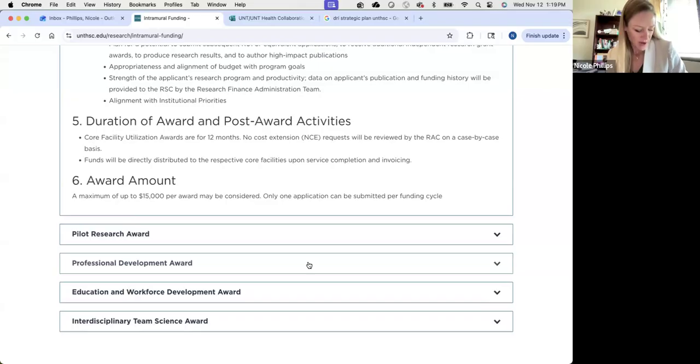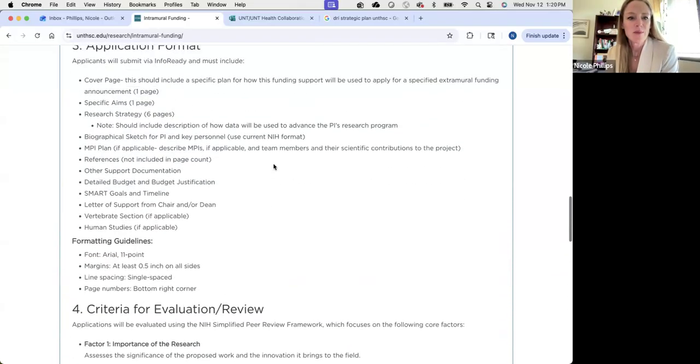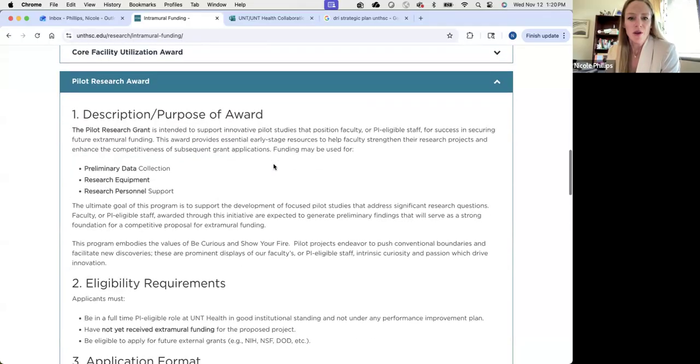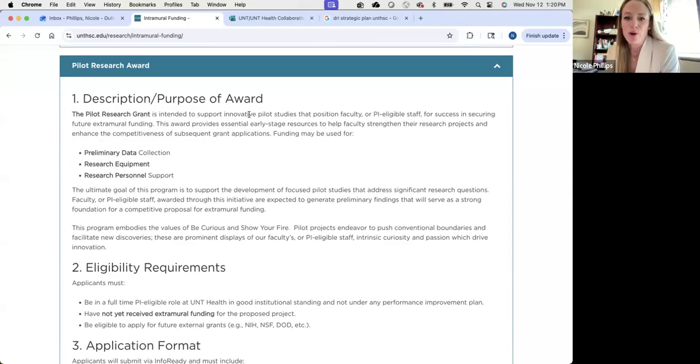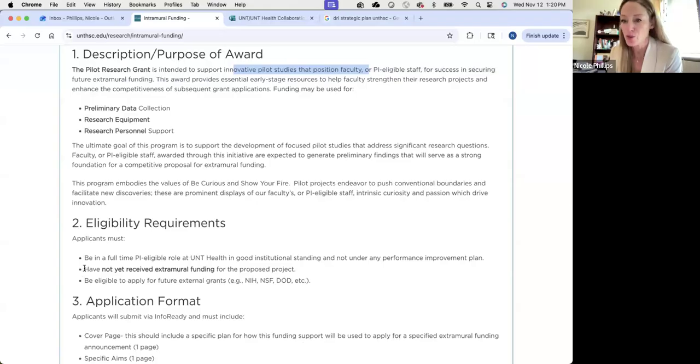And then here we have the Pilot Research Award. So coming back up here. So pilot research is intended to support new studies that have not been previously funded. So that's kind of a key piece of the eligibility criteria. And to build them out into sustainable, hopefully, research programs or areas of research interest for that faculty member.